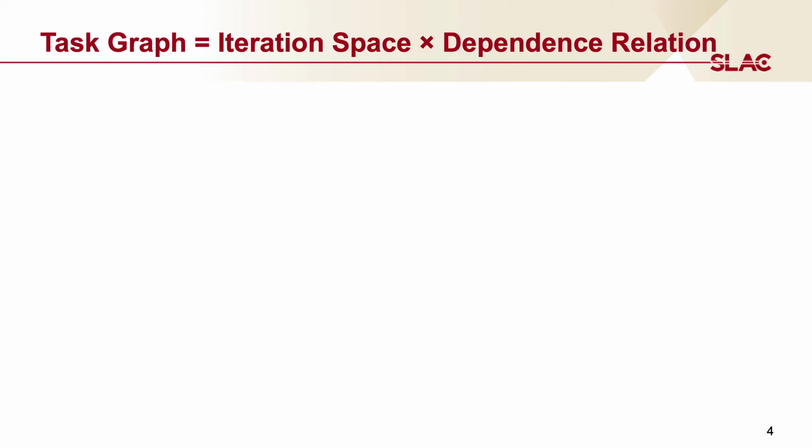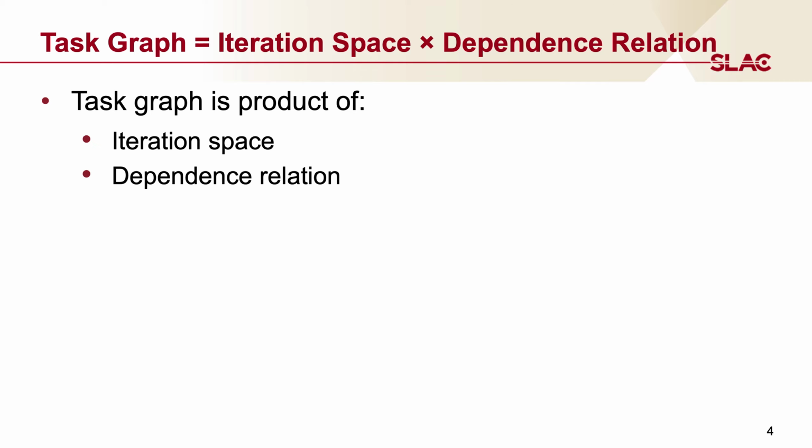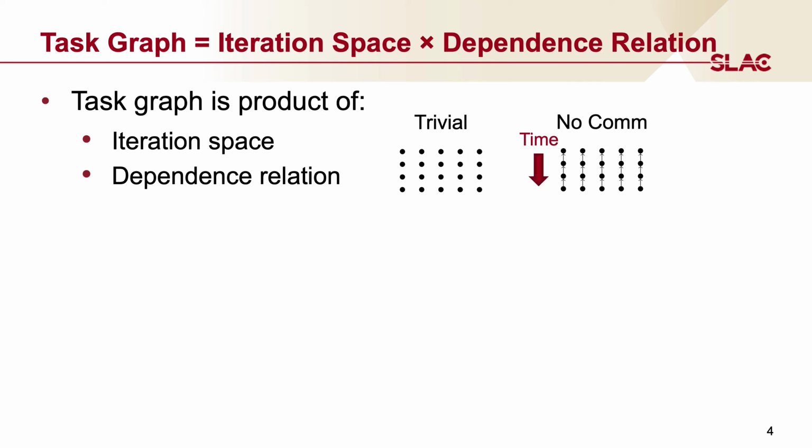A task graph in our model is the product between an iteration space and a dependence relation. In our model, an iteration space can be seen as just a set of tasks. So this could be a grid, for example. And we view time as flowing from top to bottom, so dependencies point backwards in time. And along the horizontal dimension, we have parallelism. So these are tasks that could plausibly execute in parallel. The dependence relation determines which tasks depend on which other tasks. And we can use this to specify a bunch of different structures of the task graph.